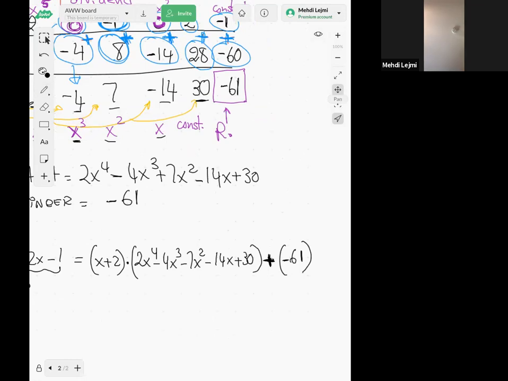So this is the divisor. This is the quotient. And we are left with negative 61. That's our remainder.